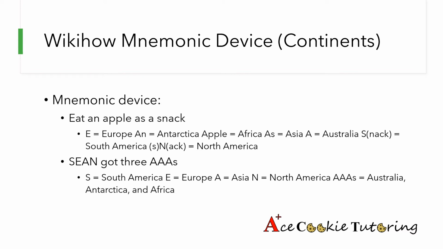Now, snack is a little confusing, I think, because we've got an S, which is supposed to represent South America, and then the N in snack is supposed to represent North America. So I personally like "Sean got 3 A's" better, because I think it's a little easier and simpler to memorize, but it's totally up to you. These are just some suggestions. Feel free to create your own mnemonic device to memorize the continents.